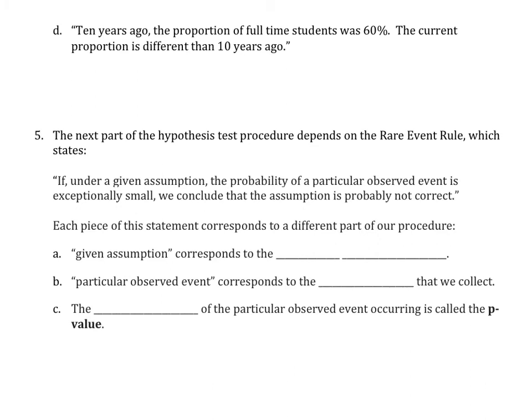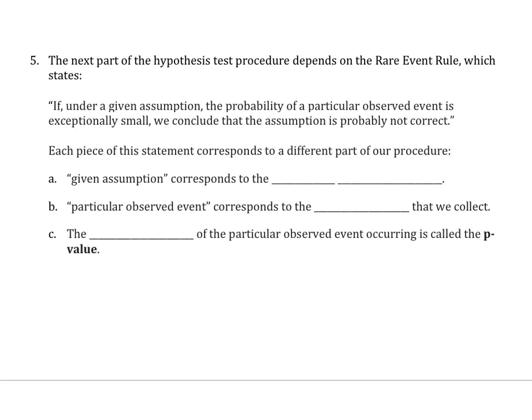Okay, now let's look at number 5. So far we talked about how to set up, how to start our hypothesis test. And now let's look at the next step. The next part of the hypothesis test procedure depends on the rare event rule, which states, if under a given assumption, the probability of a particular observed event is exceptionally small, we conclude that the assumption is probably not correct. Wow, okay, there's a lot going on here. Let's look at the part where it says the probability of a particular observed event is exceptionally small. Doesn't that sound like basically an unusual event? Unusual.